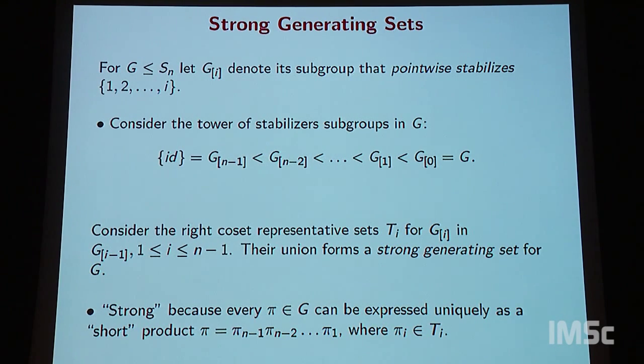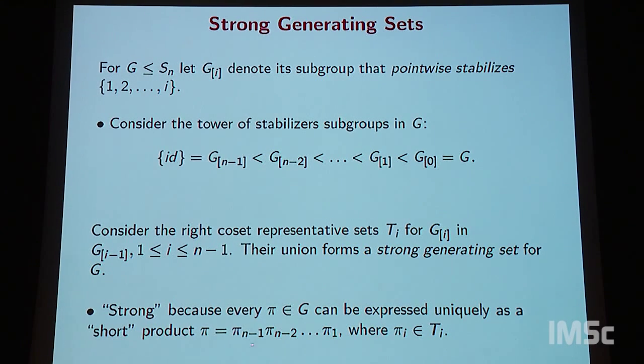So if I can compute a strong generating set from an arbitrary generating set, then I can do many things in one shot. I can compute the order of the group G. What is the order of the group G? I simply need to count how many coset representatives I have here. So the product of the cardinalities of Ti clearly is the order of the group G. By Lagrange's theorem, we know that. I can compute the order of the group G.